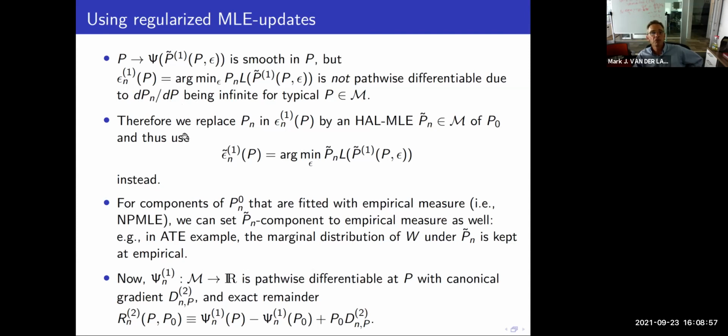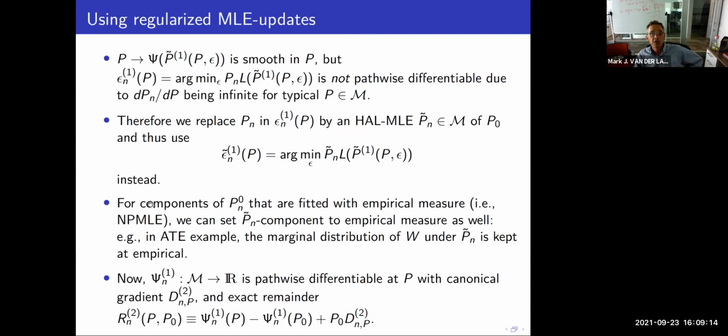So therefore, to really push this forward, we are going to replace in this MLE step, instead of doing the argmin over the empirical log likelihood, we're going to make it an HAL smooth log likelihood. So we take the mean over the HAL fit, the highly adaptive lasso fit of the density of the data.